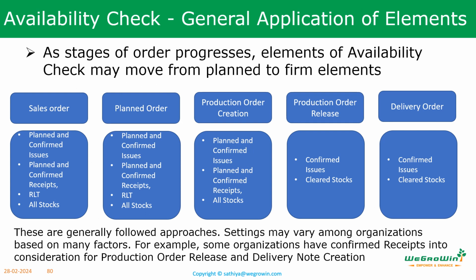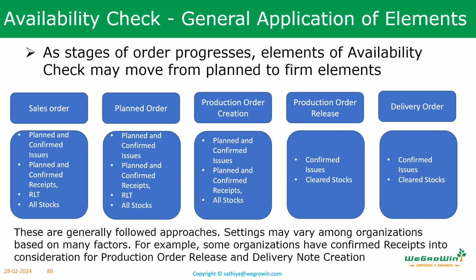So we saw that the availability check has to be done from sales order, planned order, production order release, and delivery order, right? Here in the sales order, the system will consider planned and confirmed issues, planned and confirmed receipts, replenishment lead time, and all stocks. Then similarly for planned order, we see what things will generally be considered. For production order creation and production order release, and for delivery order, what is considered is given here. These are the generally followed approaches.